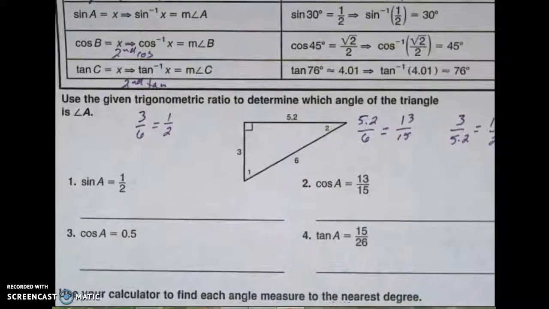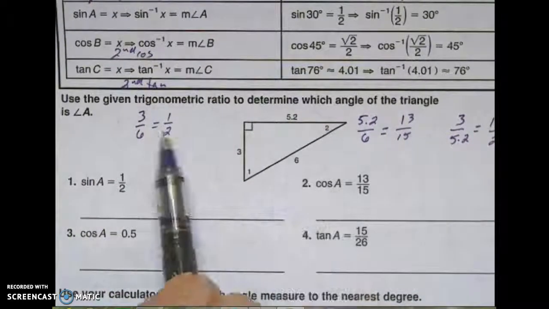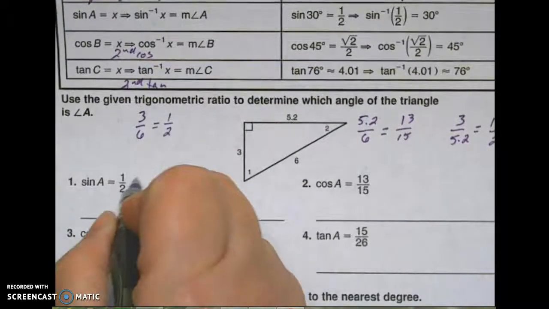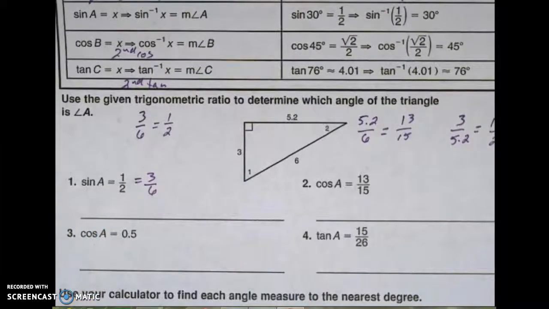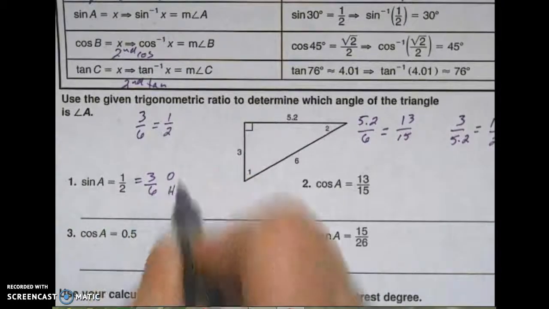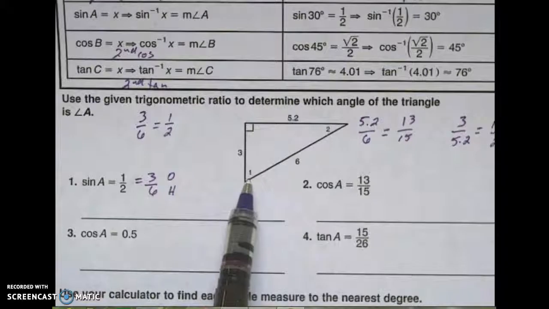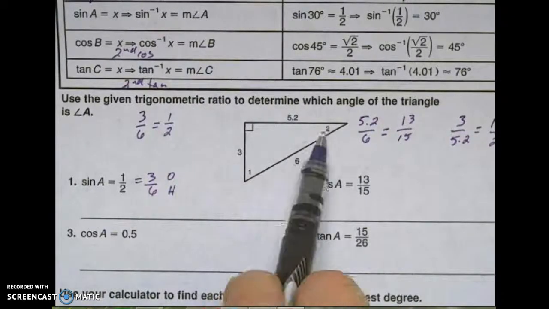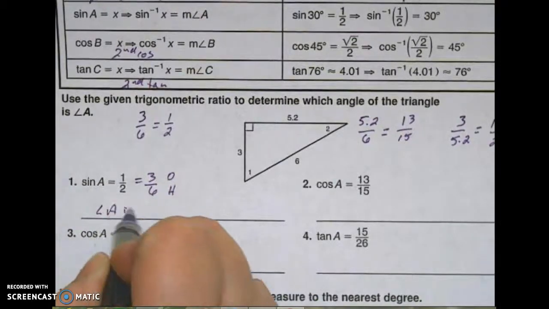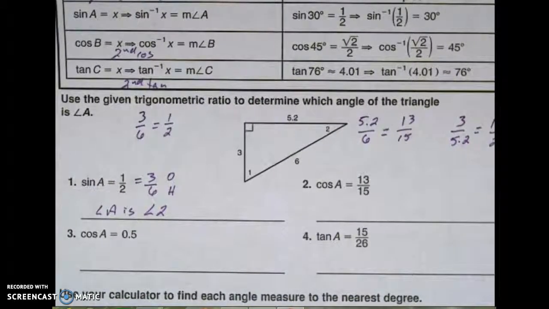If I look at question number 1, I want the sine of angle A, the 1/2. The 1/2 is when I had the 3 over 6. I need 3 to be the opposite side. I know 6 is my hypotenuse. Notice that the 3 is next to the 1, or adjacent to it. It's opposite the 2. So I know that angle A is angle 2. That's what they're asking us to find.